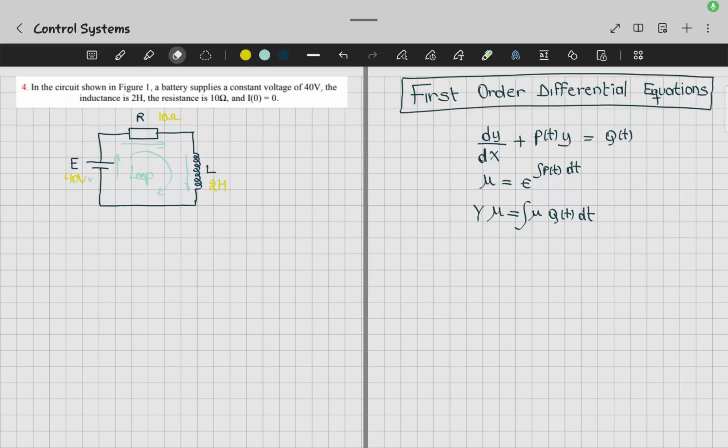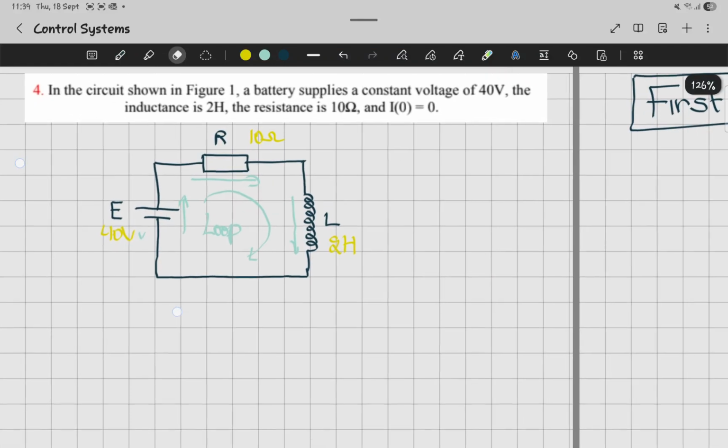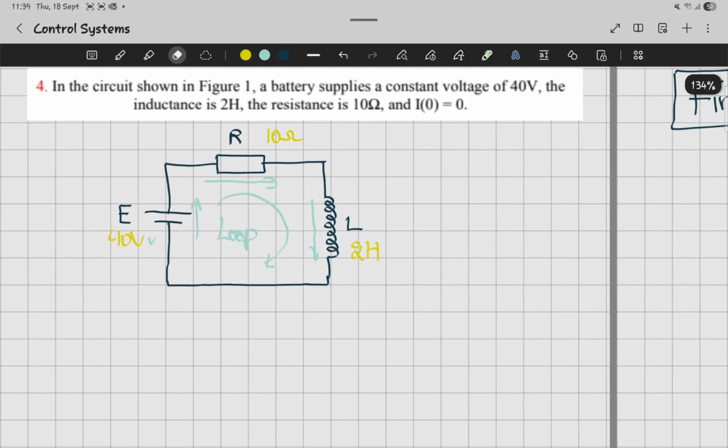Okay, so this is what we need to solve for. And we're going to see how we can apply the first order differential equation to this circuit, figure 1. In this figure, we have a battery of 40 volts.